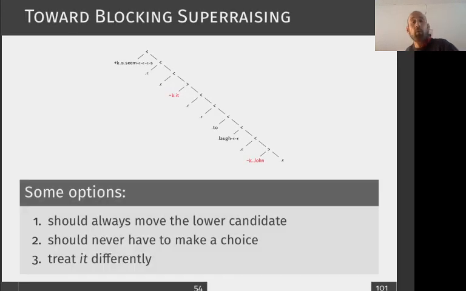Right? So what could we do? What kind of stipulation could we make so that it isn't the thing that we move here? Well, one thing that we could do is we could always move the lower candidate. Here, John is lower than it, so maybe we should move John instead. If we ever have a situation where there are two things that have the same first feature, we should always choose to move the lower one of them. Right? That's possible.